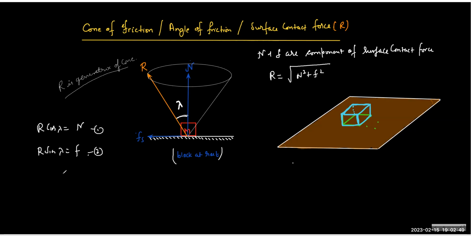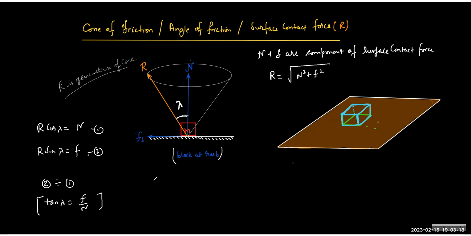Yes, sir. And from here you can see that if I divide 2 by 1, it becomes tan lambda, and tan lambda is F by N. Okay. So now this is the formula, and now it depends, like if we can replace it by something in some situation.